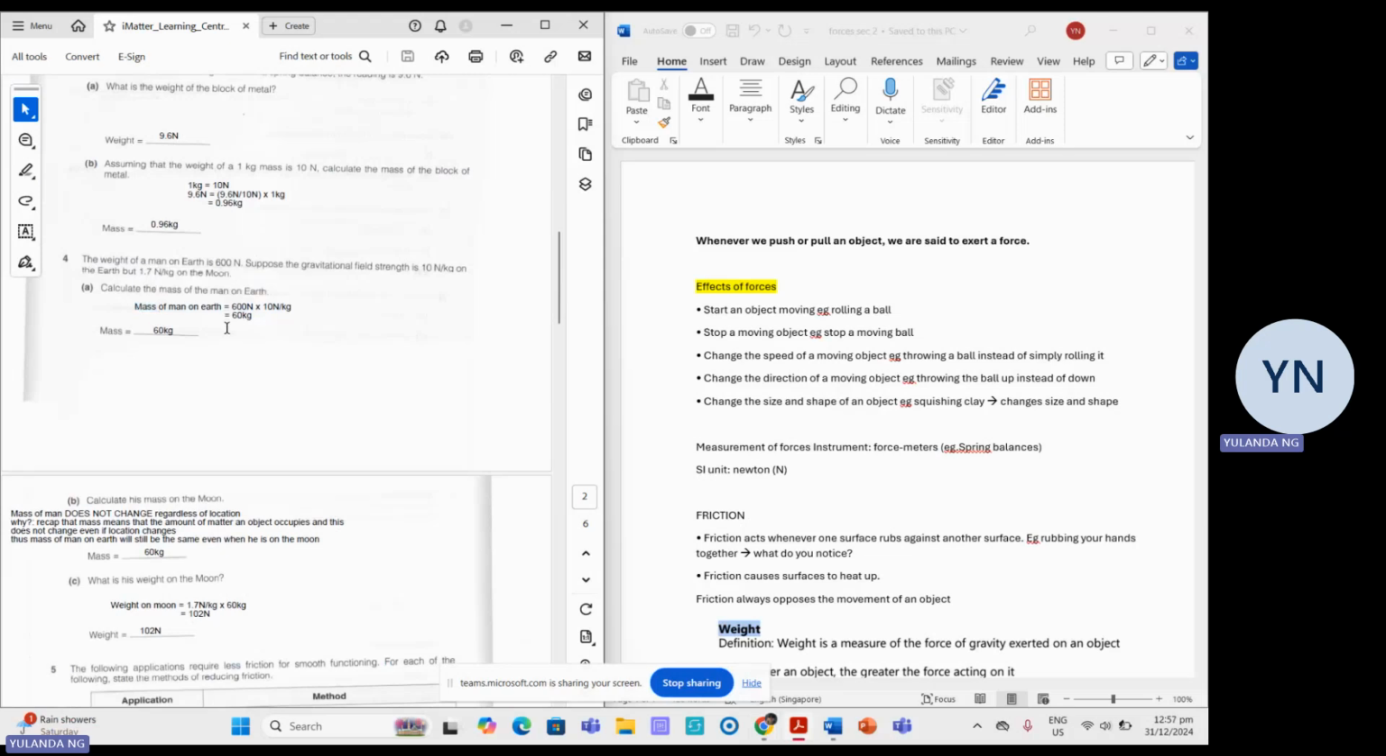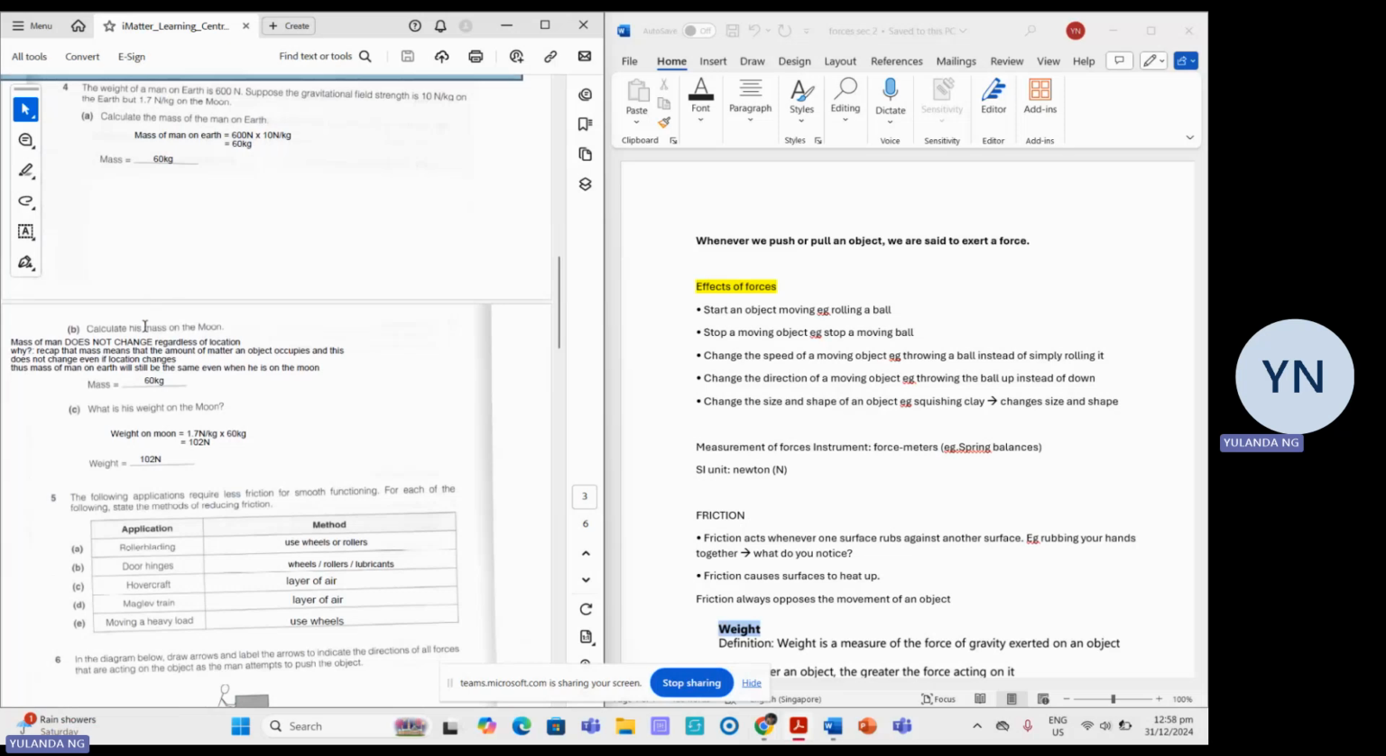Mass on Earth. So when you look at gravitational field strength, which number should you use? Should you use the 10 or 1.7? You should use the 10, because it's on Earth. So the 1.7 doesn't help you in this question. Now you calculate the mass of the man on Earth. You have the weight already, you have the gravitational field strength, so now you need to find the mass, which will give you 60 kg.